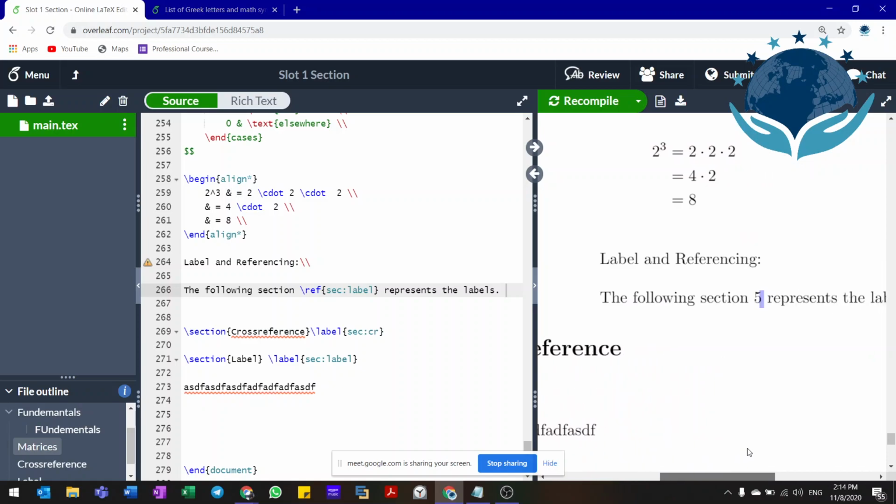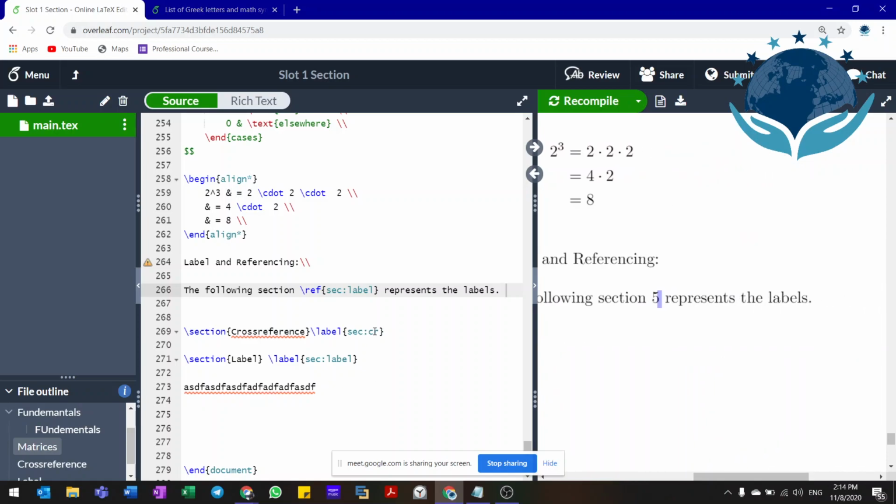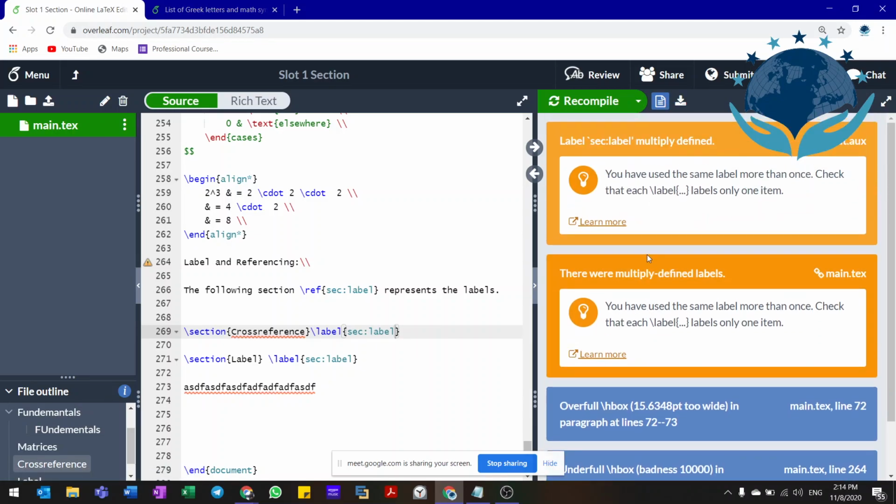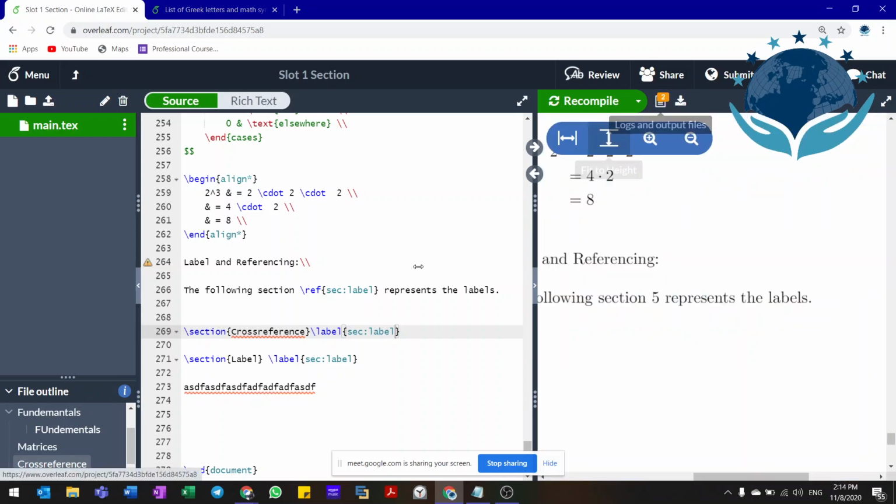And one more thing I need to mention here. You should not give any two equivalent labels. If you have two equivalent labels, here also sec followed by the label, sec followed by the label, you can see that an error has come here: multiply defined. You should not give it like that.